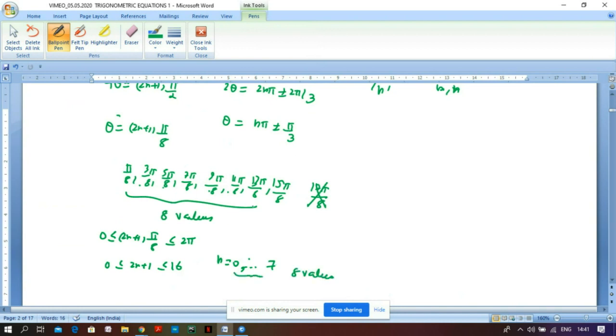We have just listed those values explicitly, although it was not needed. In exam, we will just do this step. We will find how many values are there. So n equal to 8, so 8 values are there from this case.